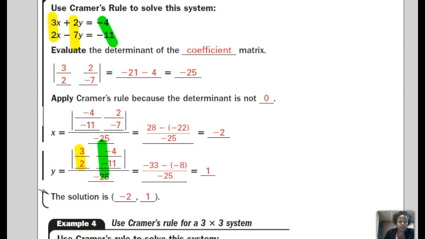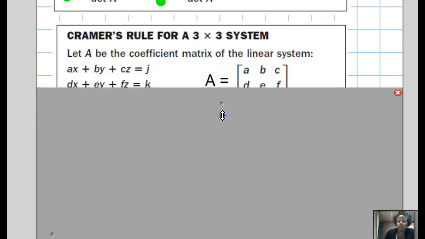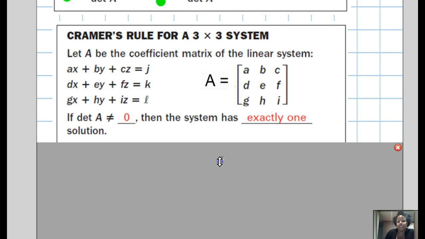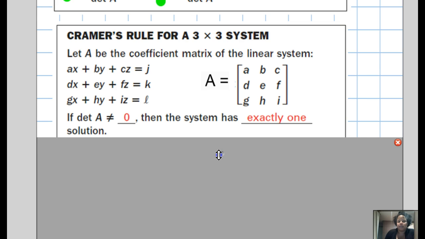Okay, let's take a look at how we would do that in a 3 by 3 matrix. So Cramer's rule for a 3 by 3 system is essentially the same thing. The only difference is we have a larger coefficient matrix. So as we can see here, the coefficients of x for these three equations are a, b, and g. Coefficients for y are b, e, and h in this case. And the coefficients for now our third variable are c, f, and i.